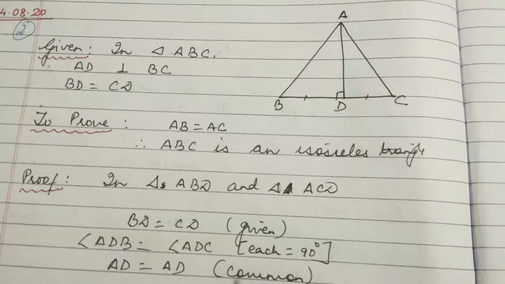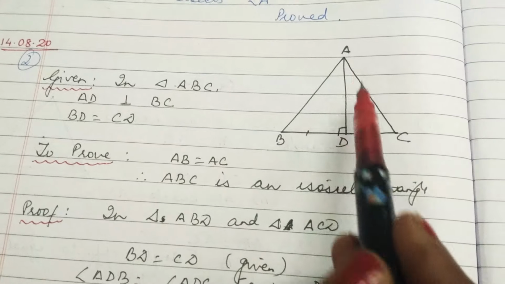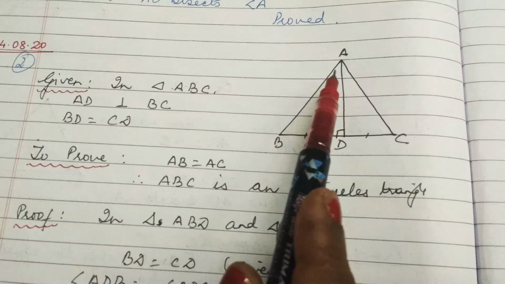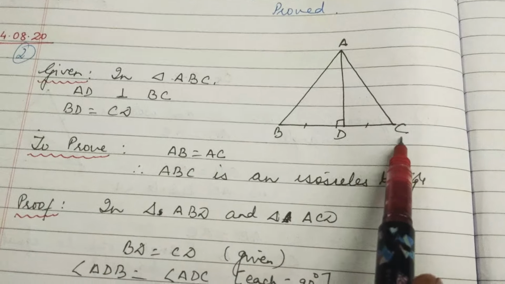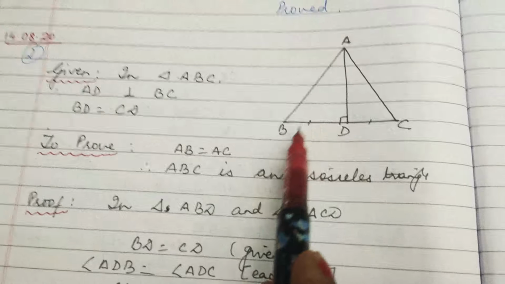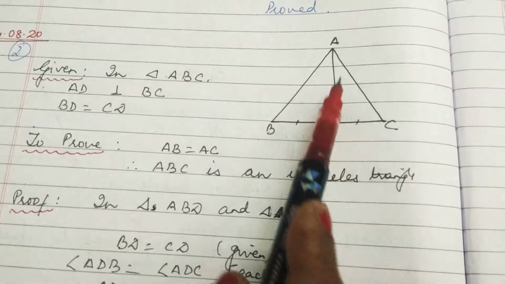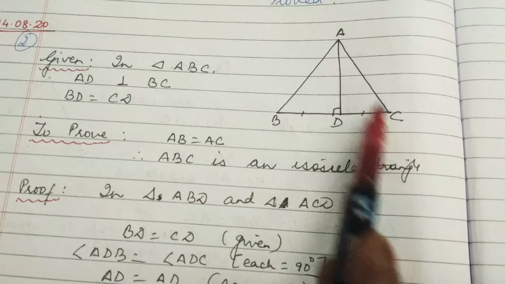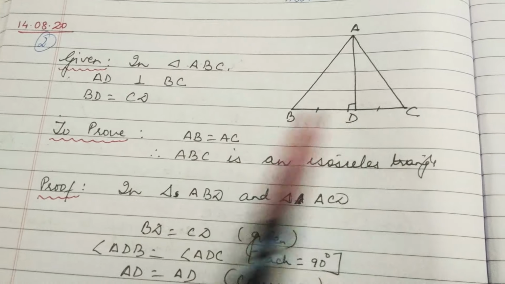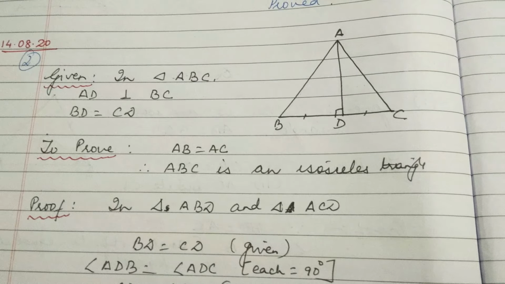To prove it, we have taken two triangles, this triangle and this triangle, that is triangle ABD and triangle ACD. Now it is given in the question that AD is the perpendicular bisector of BC, means BD equals CD. So in triangle ABD and triangle ACD, BD equals CD. And since AD is perpendicular to BC, therefore angle ADB equals angle ADC, each equal to 90 degrees. And AD equals AD, common.